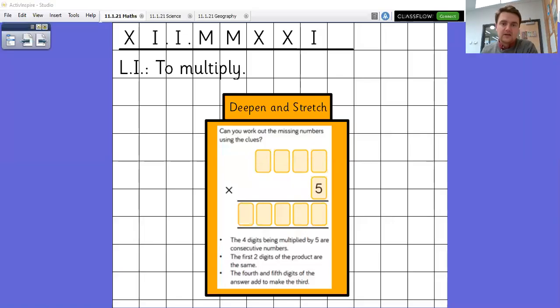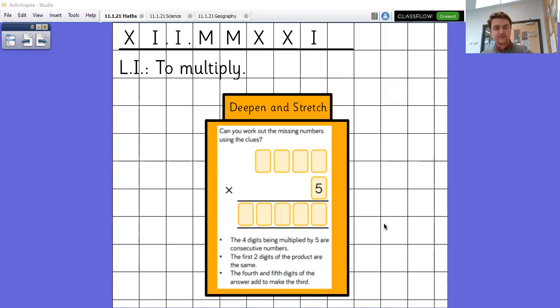So let me share my screen with you, and our starter activity is linked to what you've done last week. Can you work out the missing numbers using the clues? Your clues are: the four digits being multiplied by 5 are consecutive numbers, that means that they are in a row, so 5, 6, 7, 8, for example. The first two digits of the product are the same. The fourth and fifth digits of the answer add together to make the third.